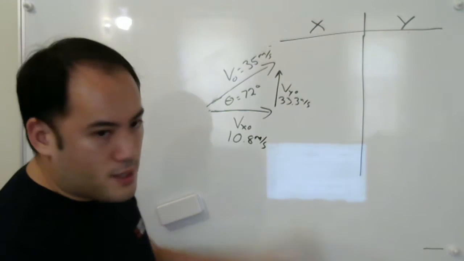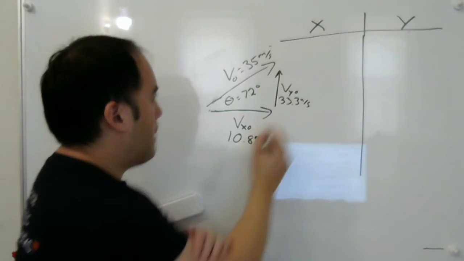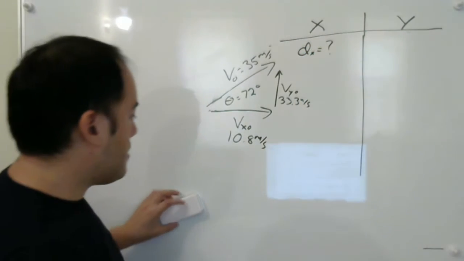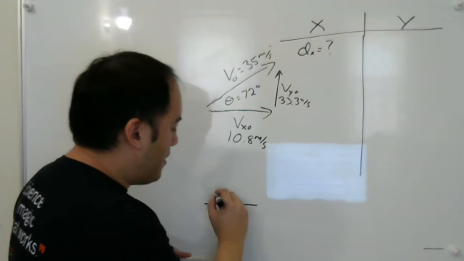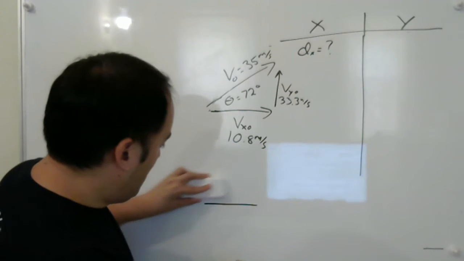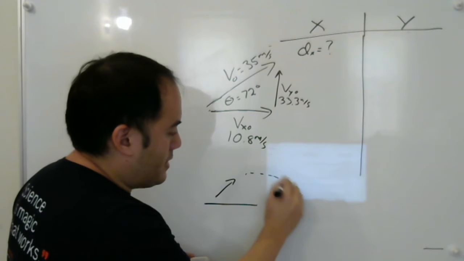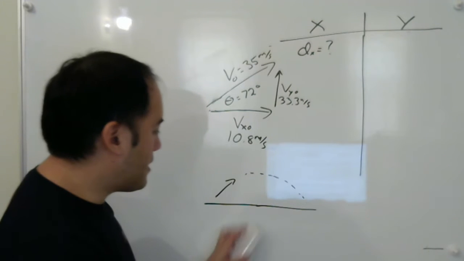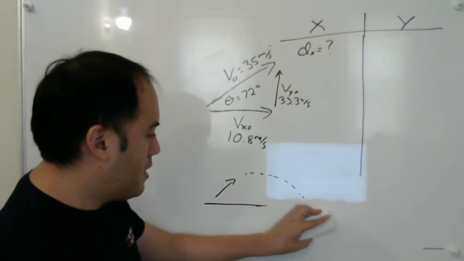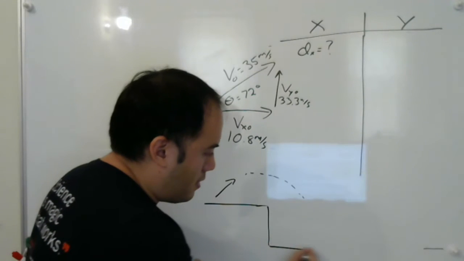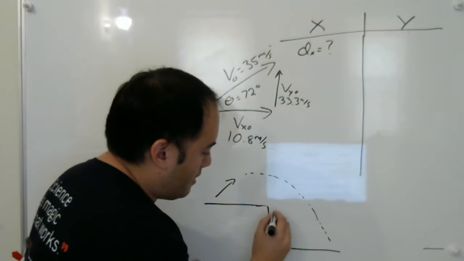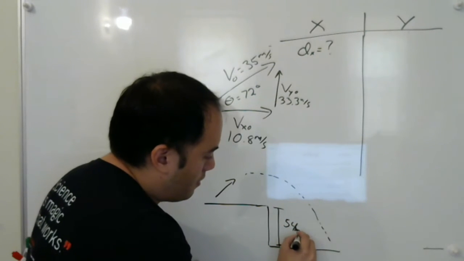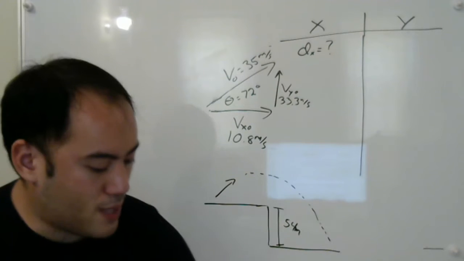Okay, so now, same problem. I'm finding dx. But the object is not launched off the ground to land on the ground at the same height. Let's say in this case, it's launched off the ground and goes off a cliff and lands at the bottom of the cliff. And the cliff has a height of 54 meters. That's my problem. Does that look good?